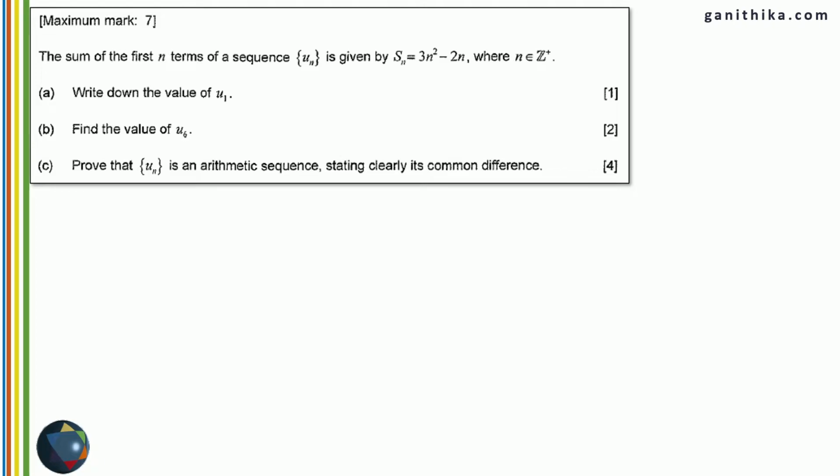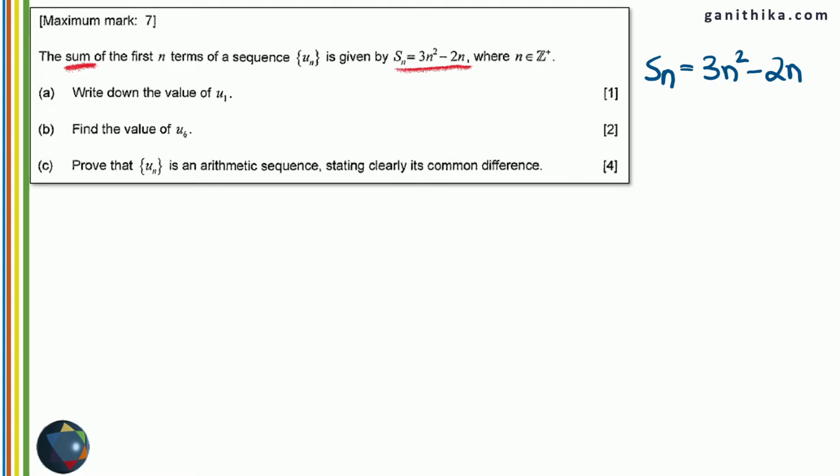The question is the sum of the first n terms of a sequence. It's not given whether it is arithmetic or geometric, but what is given here is the sum of the first n terms of the sequence for which Sn is given to be 3n squared minus 2n. So let's write it down. Sn, which is the sum to n terms, is given to be 3n squared minus 2n. The sum to n terms is given, not u1.